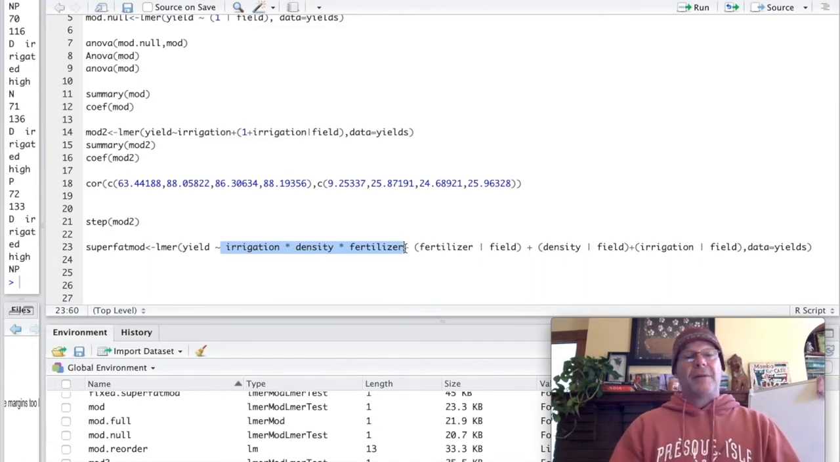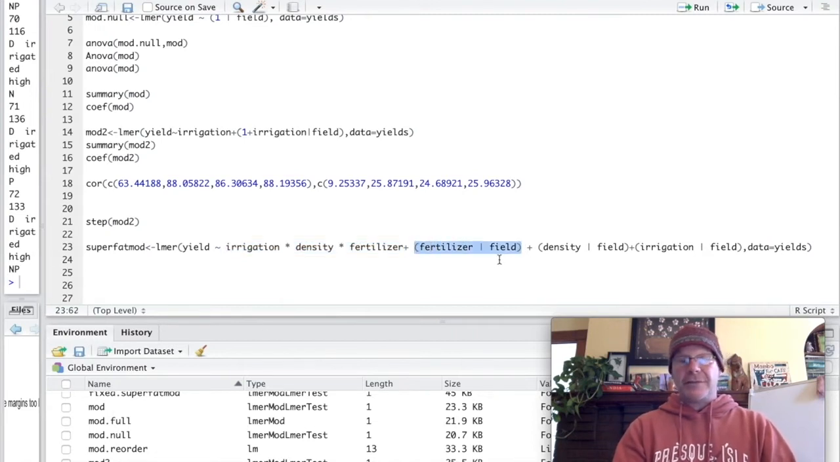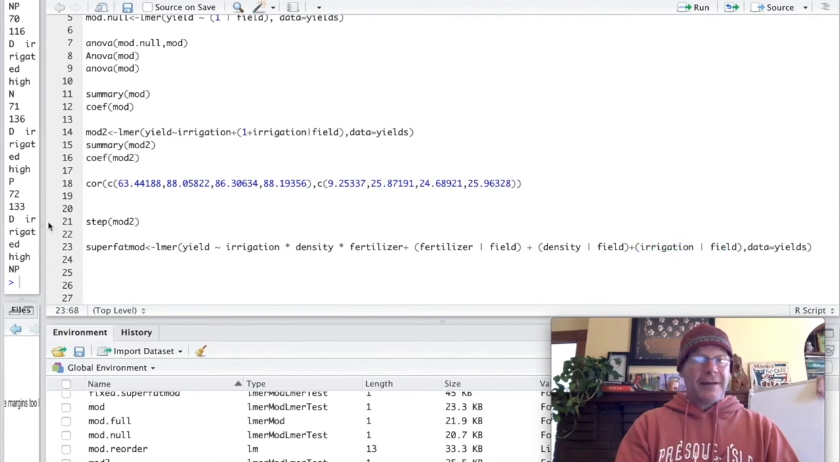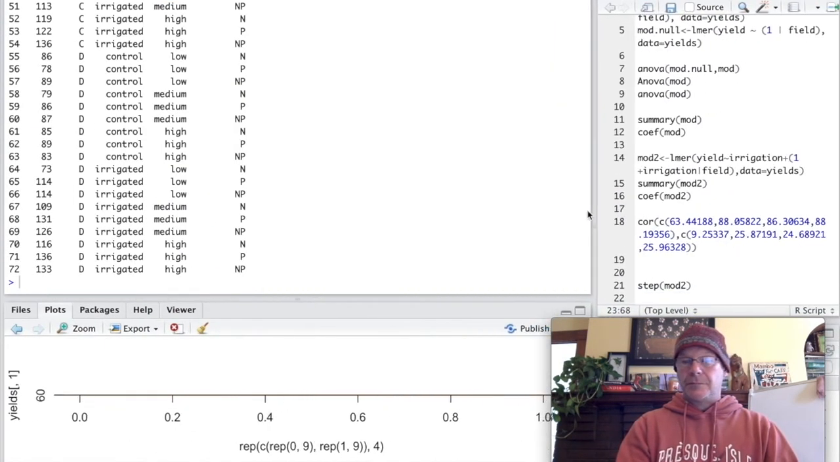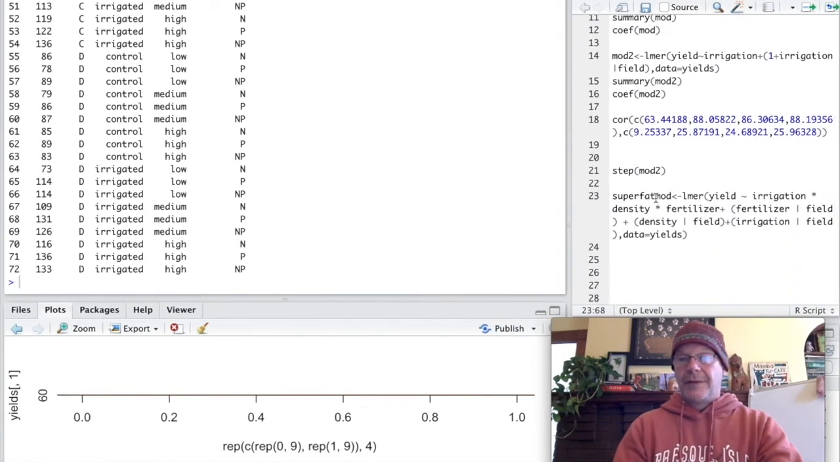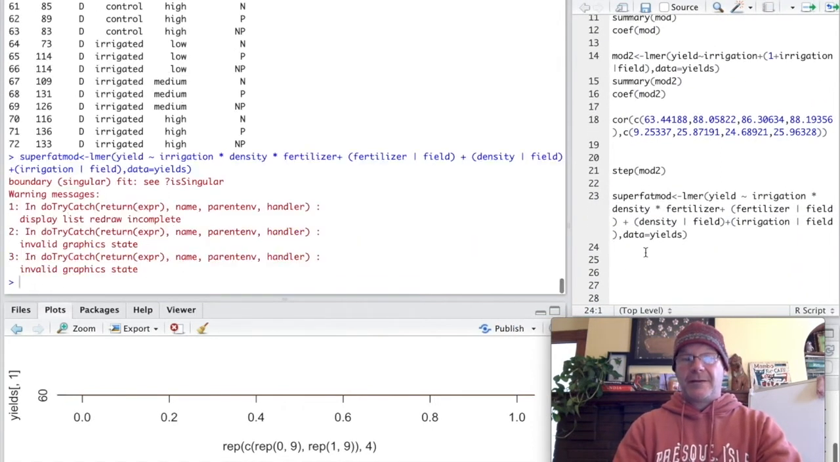And then the reason why I'm calling this my super fat model is that I'm also just going to go crazy here with the error structure, where I'm going to allow each field to have a different slope for fertilizer, a different slope for density, and a different slope for irrigation. And so I can go ahead and run my super fat model. Let's run that. Here's my super fat model.